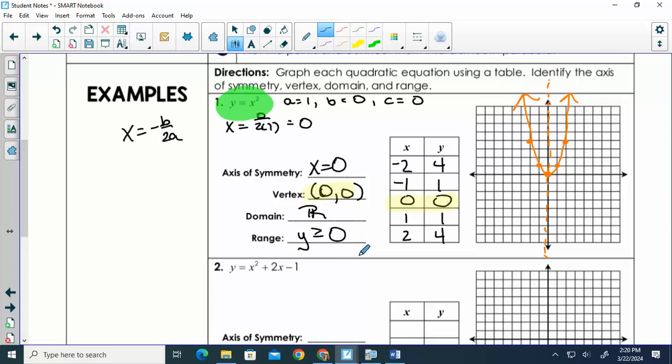All right. Now I want to show you guys something on your graphing calculator.